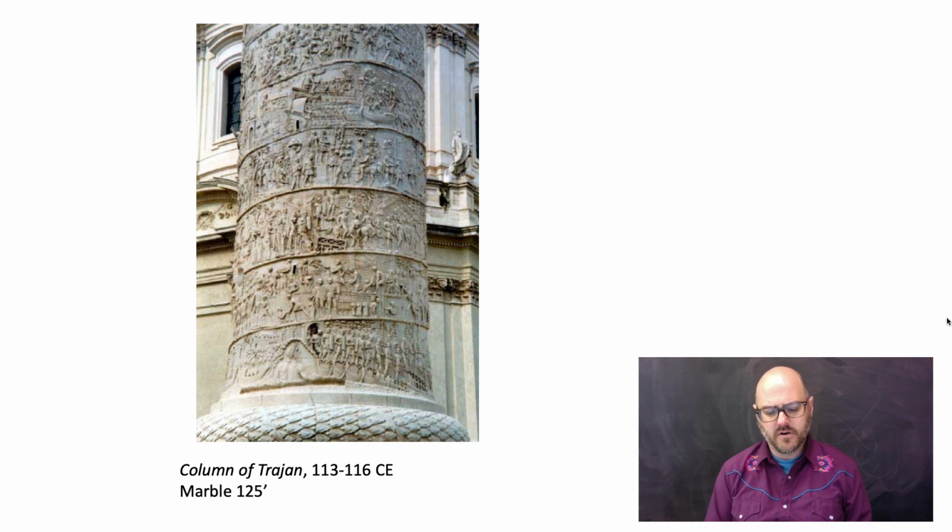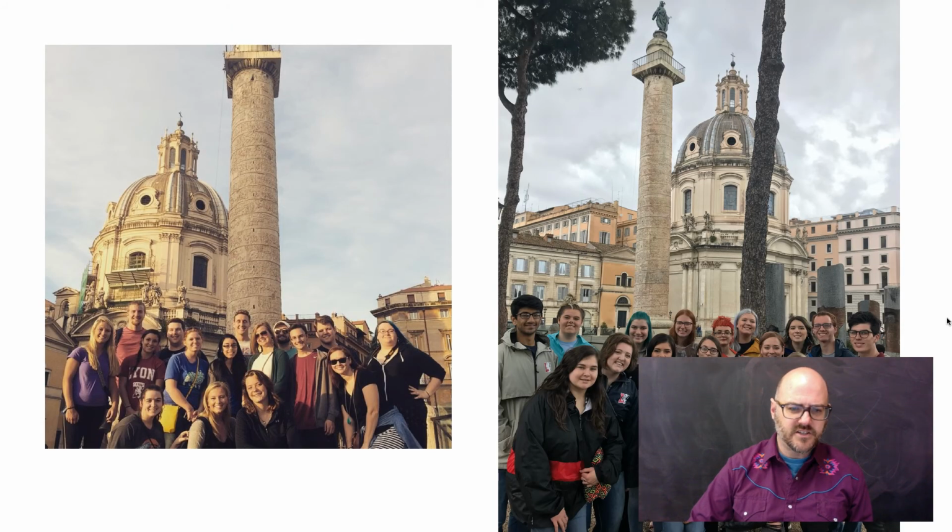And part of that was the Dacians were fighting against the Romans in the north. And Trajan was the emperor that was able to finally beat them back. And this column here, called the Column of Trajan, is meant to commemorate that battle.